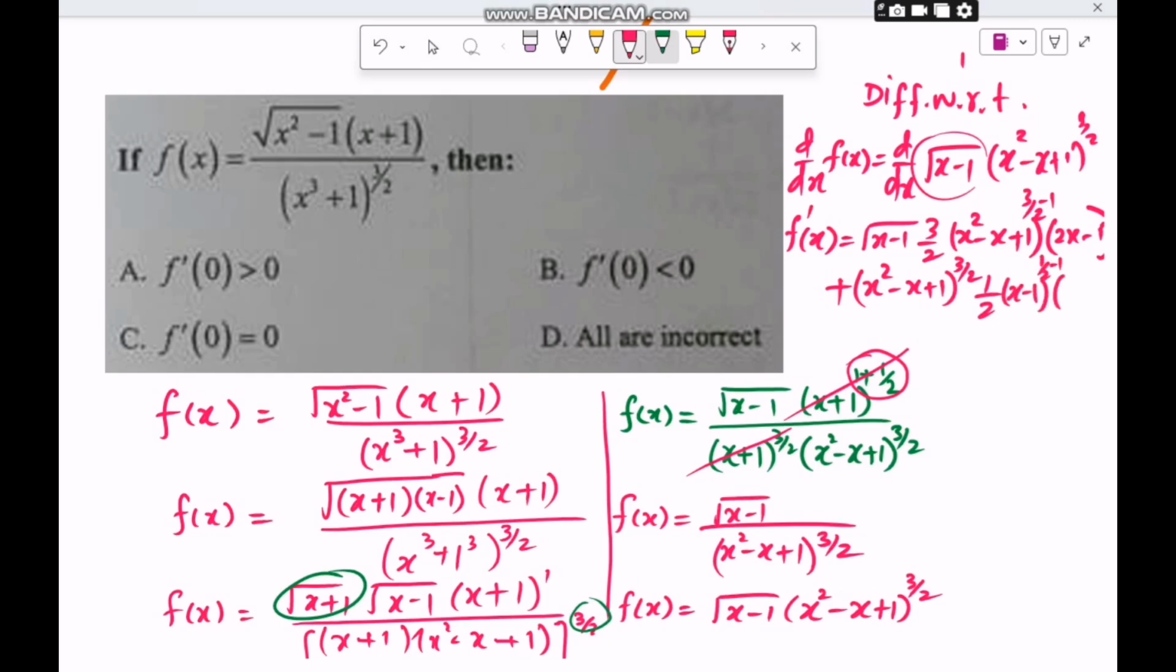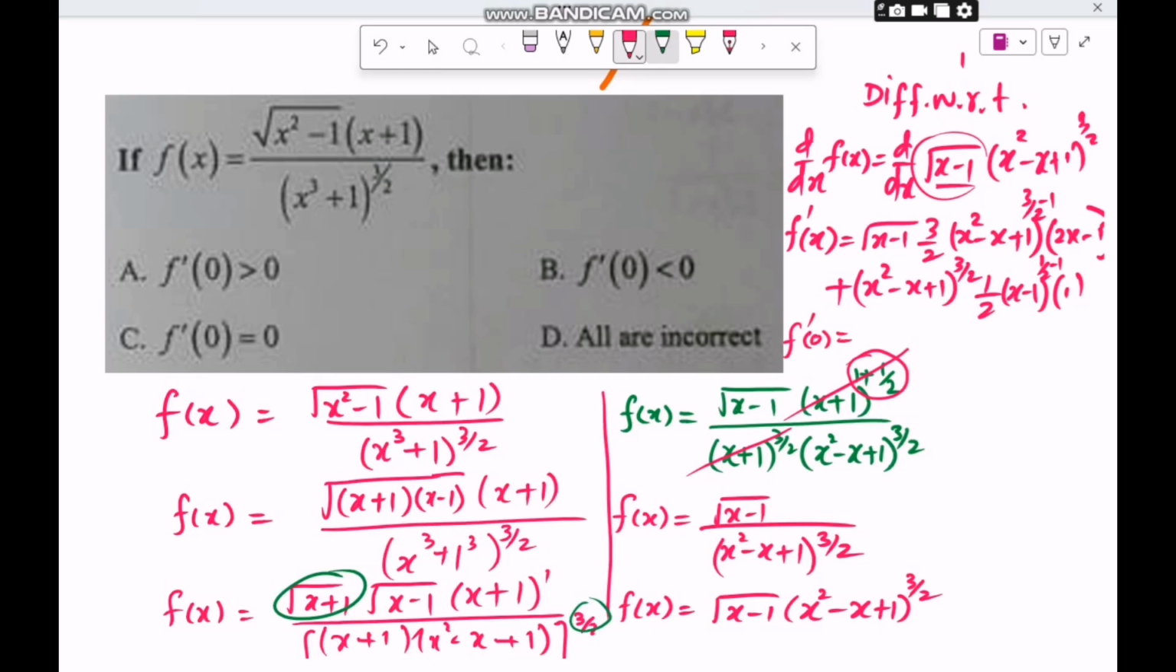So now if we substitute 0 in the same form, let us do that. F prime of 0. Now look, because of 0, 0 minus 1 will be minus 1, and its power 1 by 2, right?